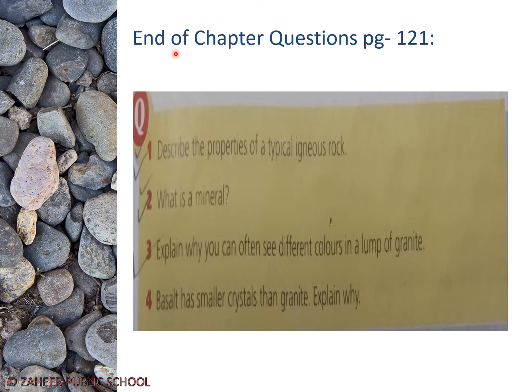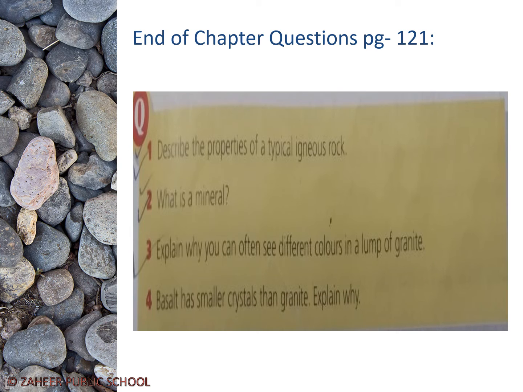Now come to the end-of-chapter questions, which are given on page number 121. In the first question, you have to describe the properties of igneous rocks, and in the second question, you have to give the definition of a mineral and also give examples of minerals. In the third question, you have to explain why you can often see different colors in a lump of granite. As you know, granite is a mixture of different types of minerals, so there are different colors in it. In the last question, you have to explain why basalt has smaller crystals than granite.